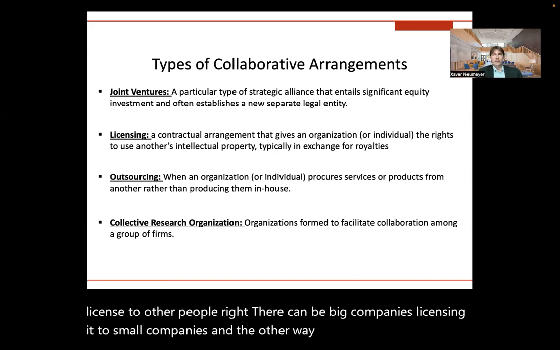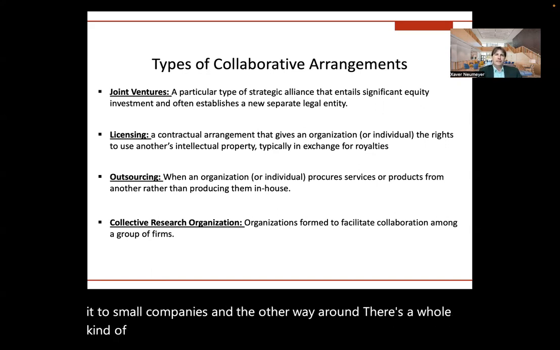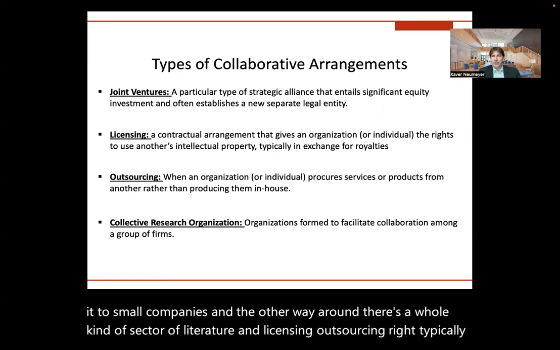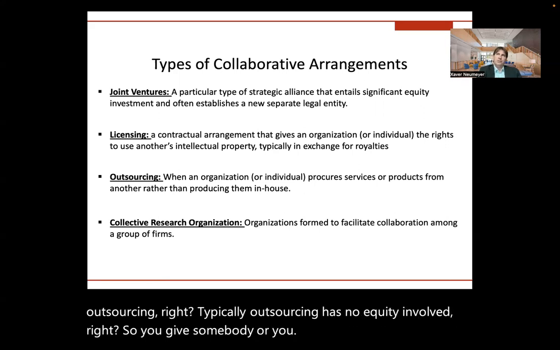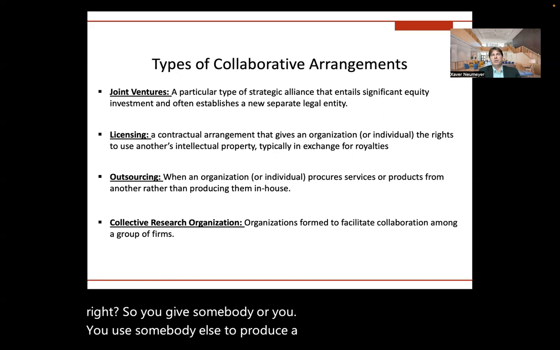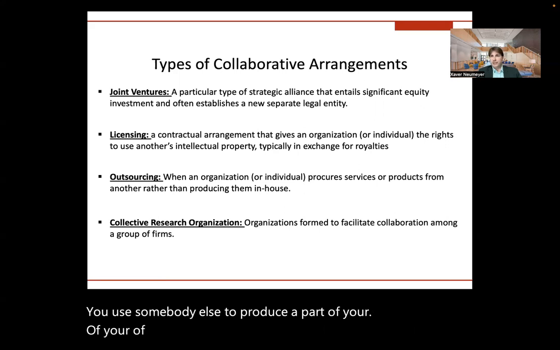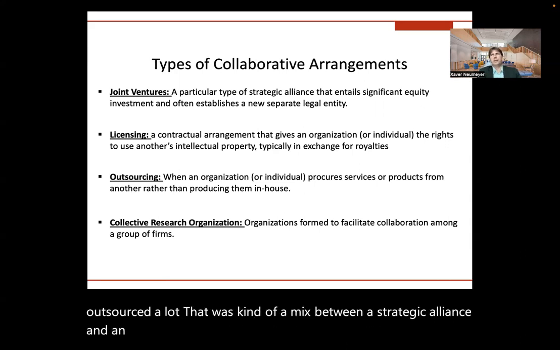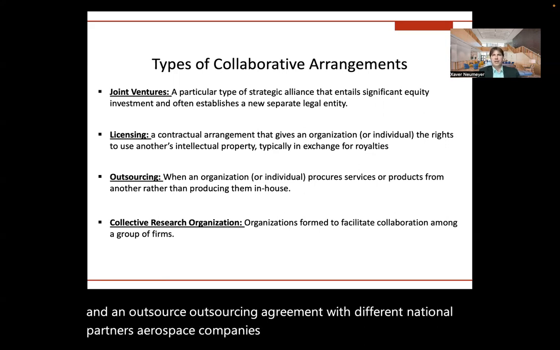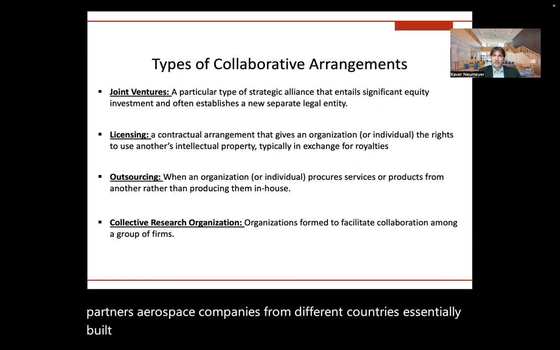There's a whole sector of literature on licensing. Outsourcing, right? Typically, outsourcing has no equity involved. So you use somebody else to produce a part of your product. Boeing has done that with the 787. They've outsourced a lot. That was a mix between a strategic alliance and an outsourcing agreement where different national partners, aerospace companies from different countries, essentially built different parts of the 787.